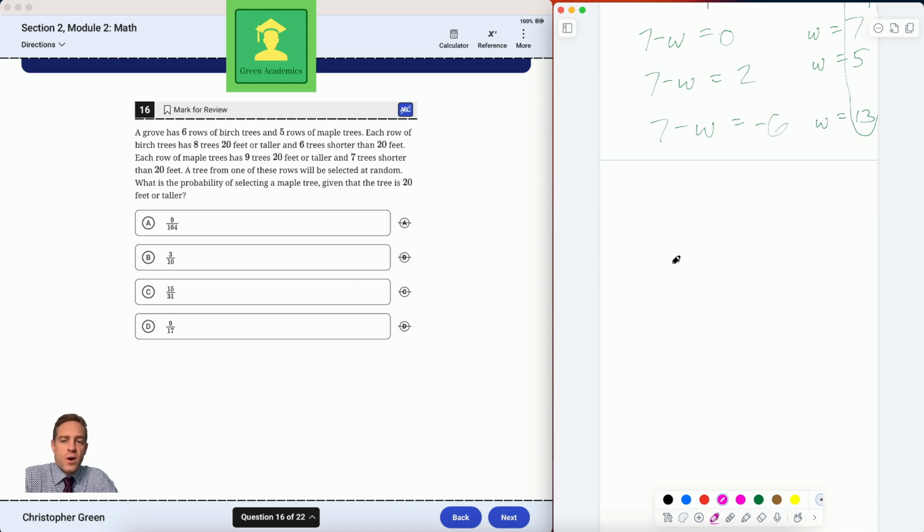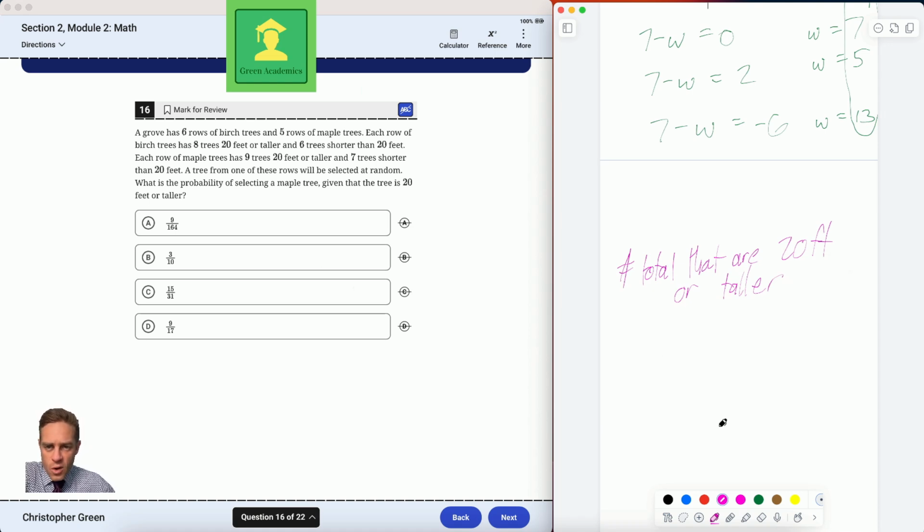A tree from one of these rows will be selected at random. It's a probability. Sorry, I didn't even get that until now. What is the probability of selecting a maple tree given that the tree is 20 feet or taller? Okay, so how about this? How many total are 20 feet or taller? Let's figure that out first.